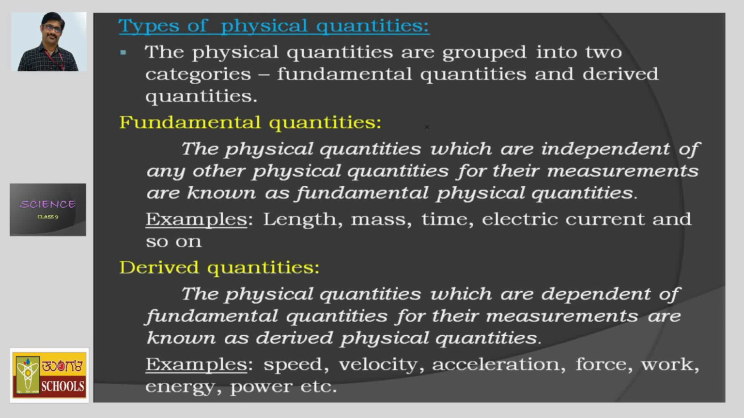Now, derived quantities or derived physical quantities. The physical quantities which are dependent on fundamental quantities for their measurement are known as derived physical quantities. The physical quantities which are totally dependent on a few quantities, and those few quantities are nothing but fundamental quantities, for their measurement are known as derived physical quantities.